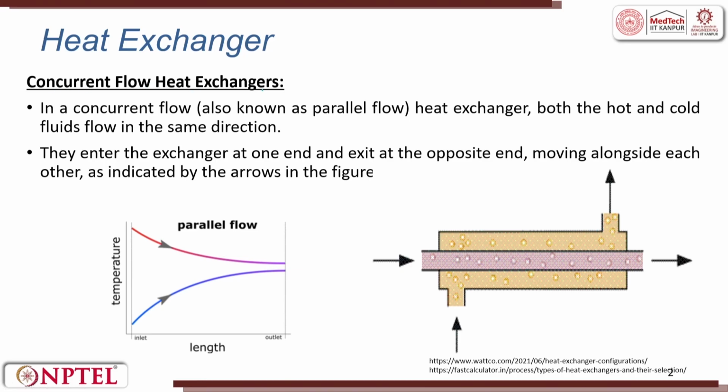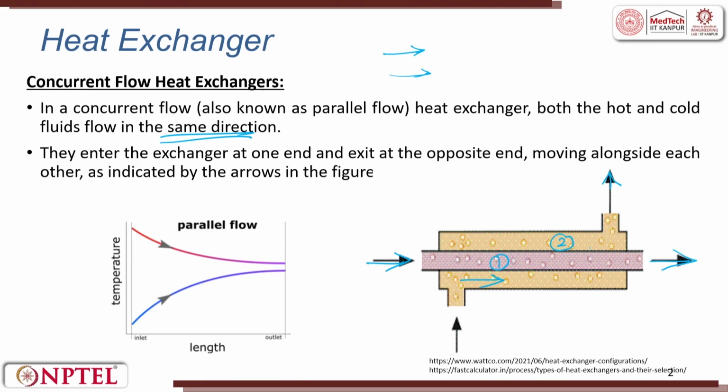Next one is called a concurrent flow heat exchanger. Concurrent means both flowing in the same direction, right. So, here in concurrent flow, also known as parallel flow, the heat exchanger, both hot and cold flow in the same direction. So, you see here it is flowing this way and it is exhausted this way. Here it is flowing through this way and it is exhausted through this way. So, here it is fluid 1 and fluid 2.